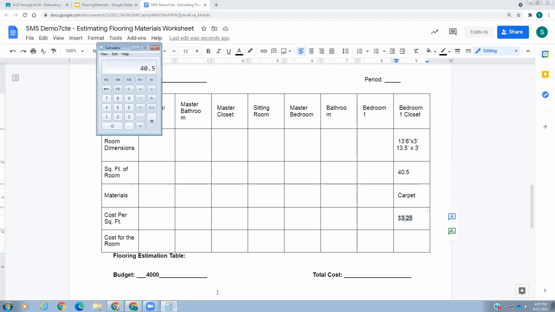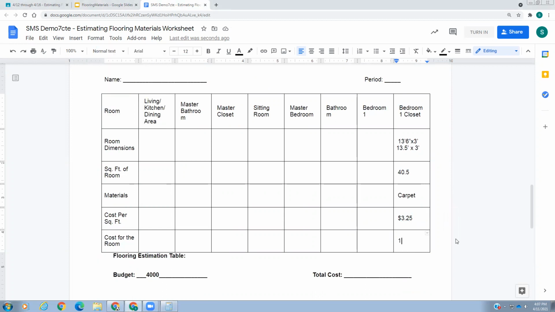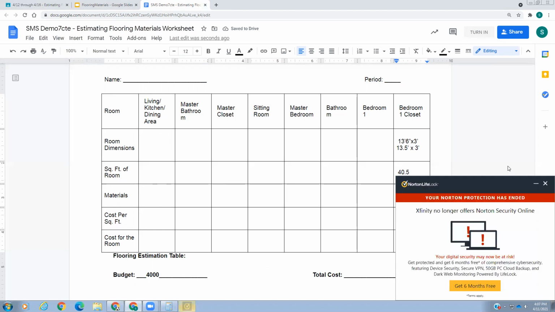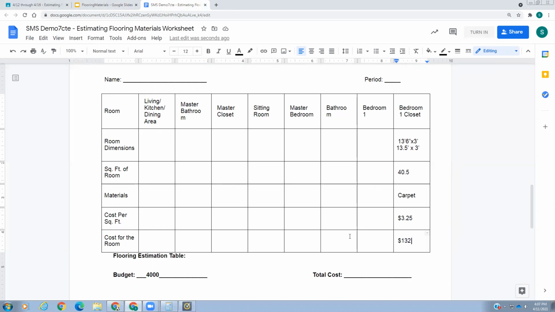So again, get your handy dandy calculator, put in 40.5 times 3.25. And I get a cost of about $132. So I'm just going to put that in there like that, rounding up. And again, put the dollar sign in there for clarity of what currency we're using. So you're going to do that for each room. Do that in any way you want, like I was explaining earlier, and get totals for each room. Add all those totals up. Put that total down here for your house.